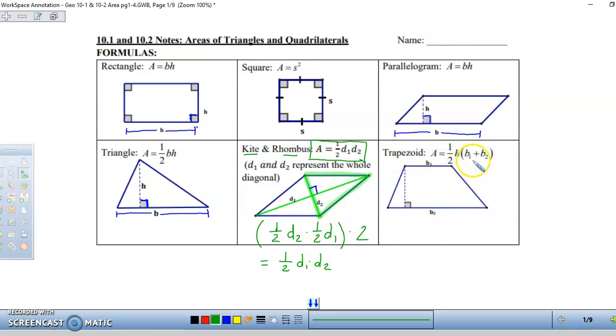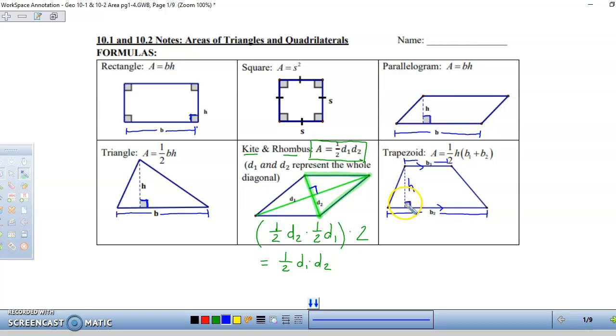Okay, trapezoid. So trapezoid, you have 1/2 the height. So this is the height. Again, perpendicular. It has to be a perpendicular height, not this slanted height. So the perpendicular height. And then you multiply that by base 1 plus base 2. Again, the bases are all the way across, and the bases are always going to be the parallel sides. So these are your parallel sides, those are your bases, and then you have your perpendicular height.